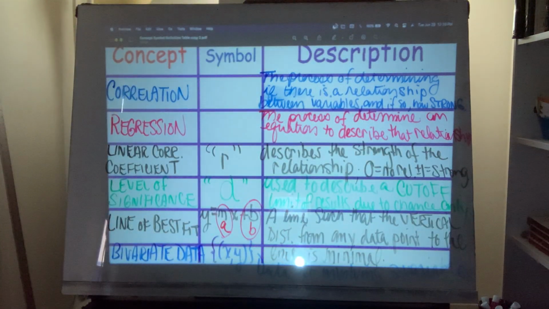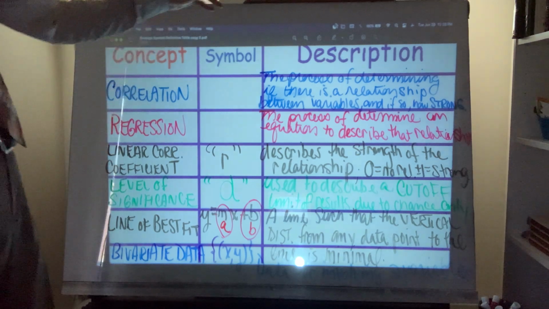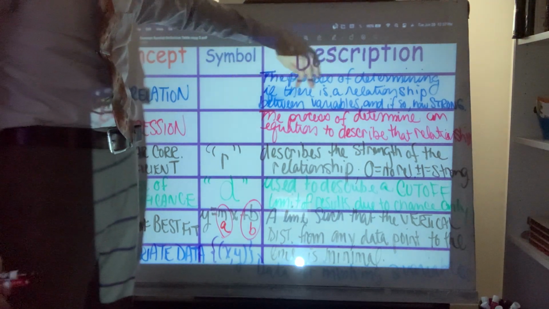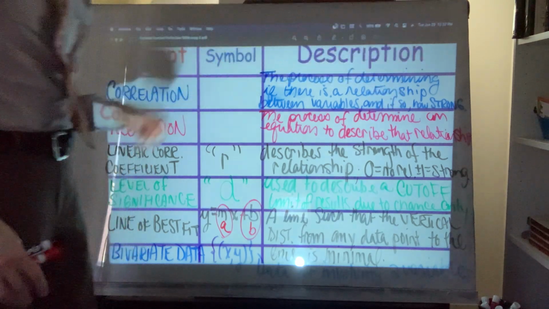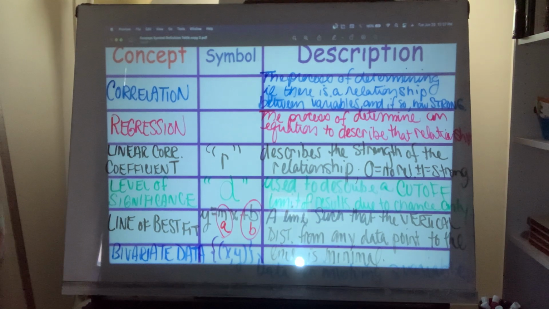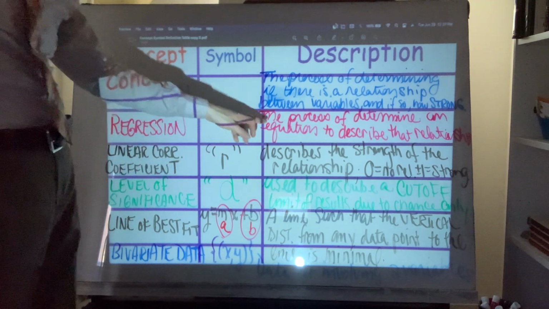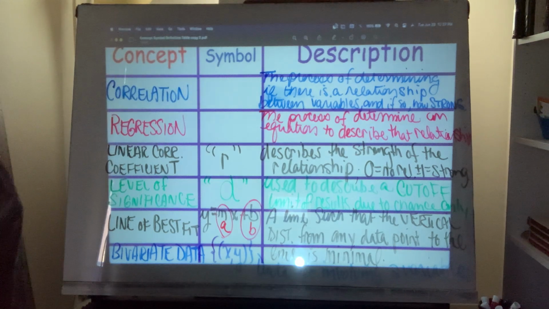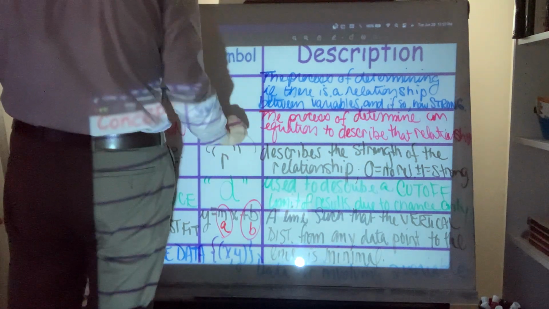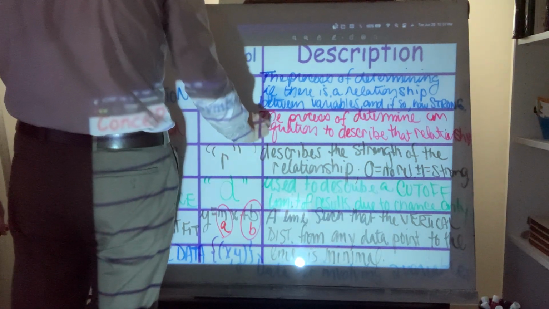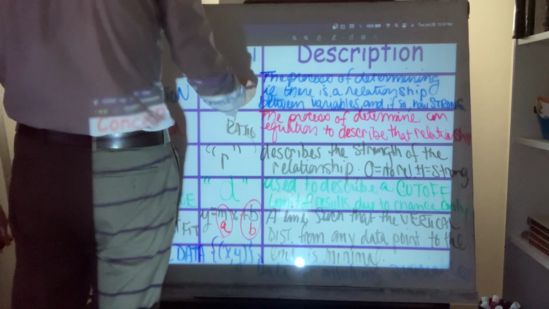So just to summarize, correlation is the process of determining if there is a relationship between variables. Usually it's two, and for our cases it's only two. And how strong? Regression is the process of determining the actual equation to describe that relationship. A linear correlation coefficient describes the strength of the relationship. It's more or less a ratio, which means it's a glorified fraction.